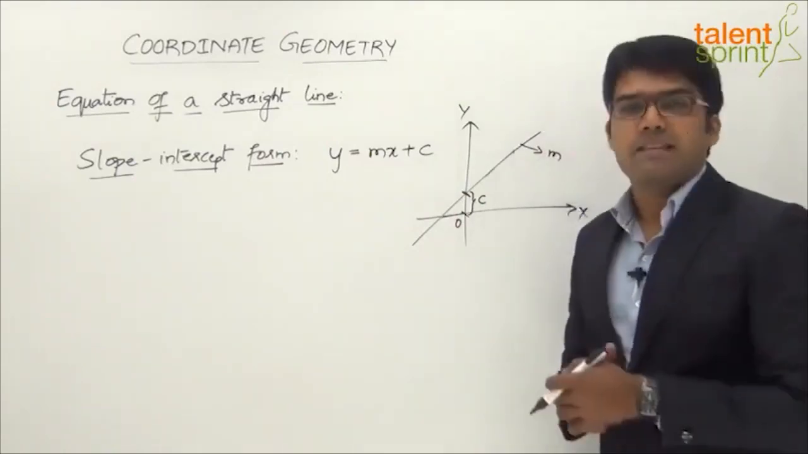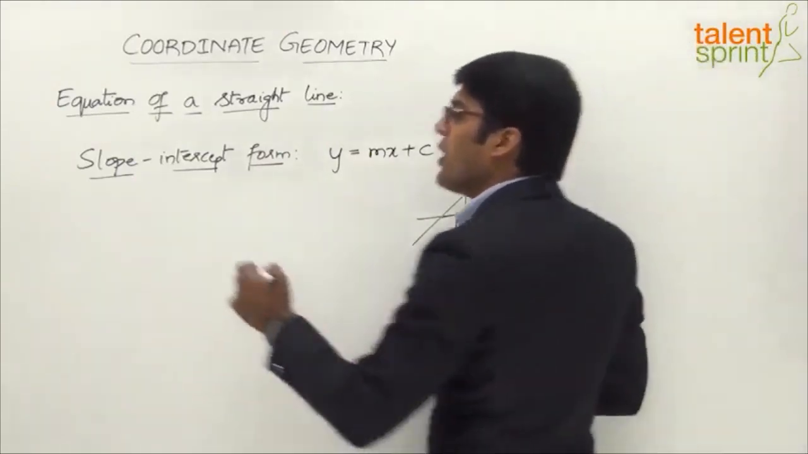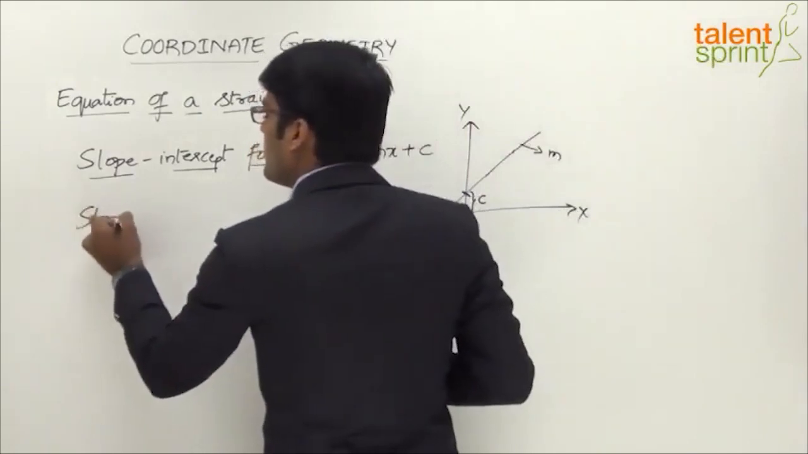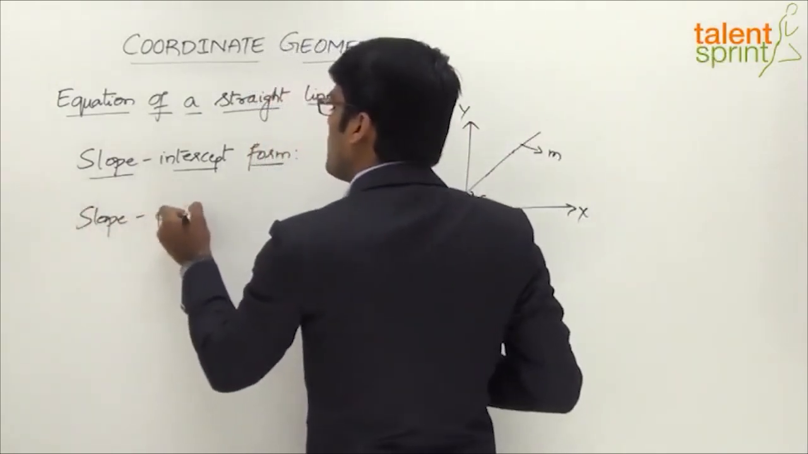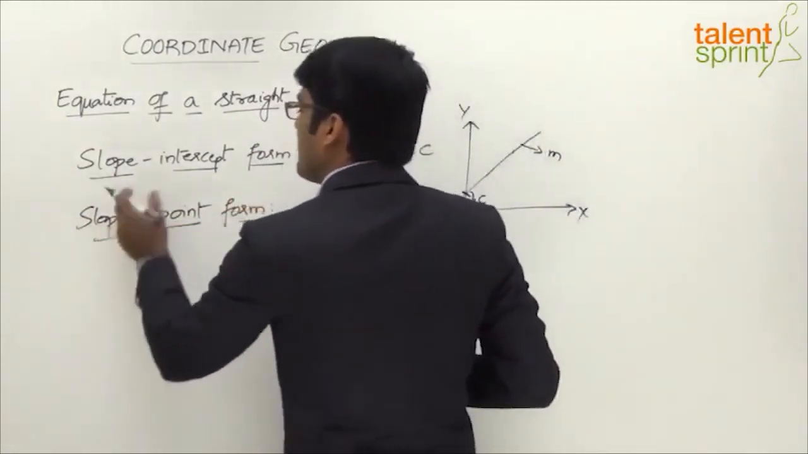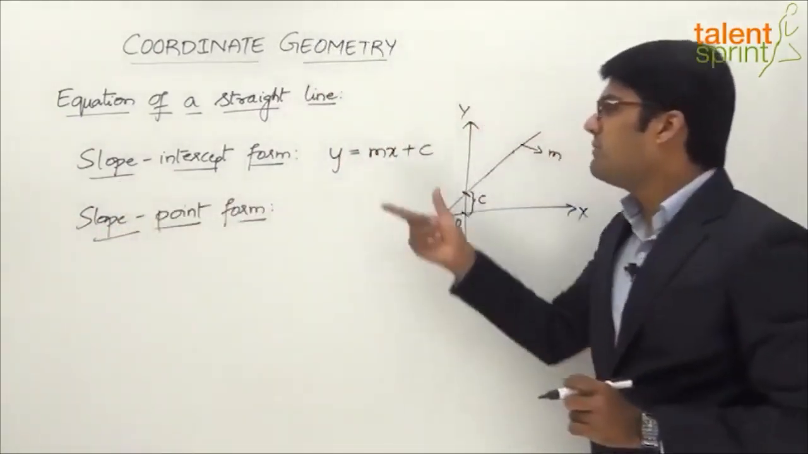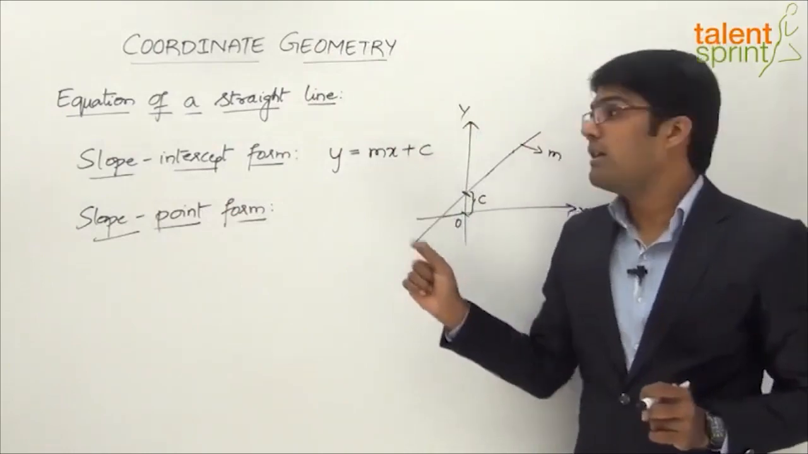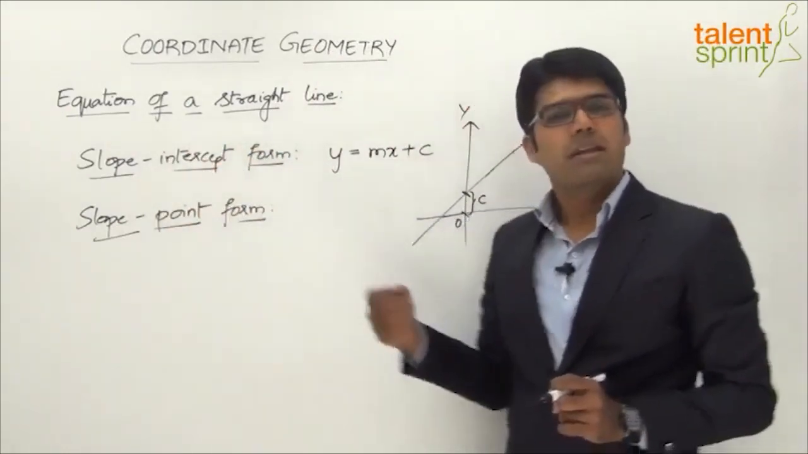Let us now take the next form, that is the slope point form. Let us see how we represent a line in the slope point form. Like in the earlier case, we know that the slope-intercept form can be taken as y equals mx plus c. So the slope and the intercept were given to us.